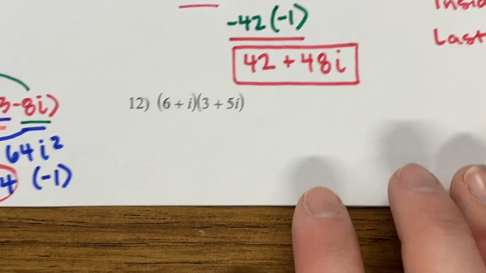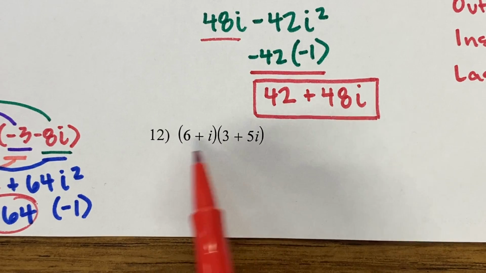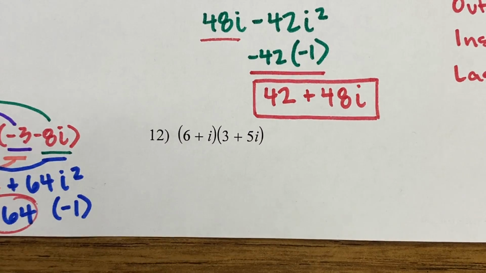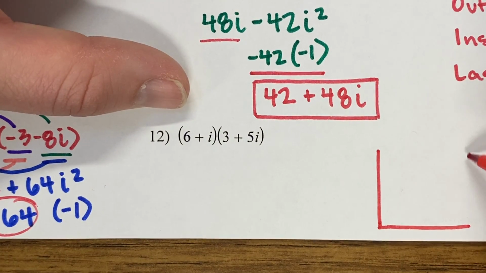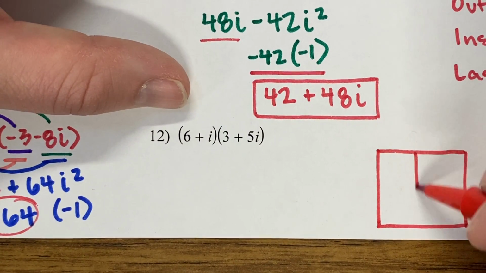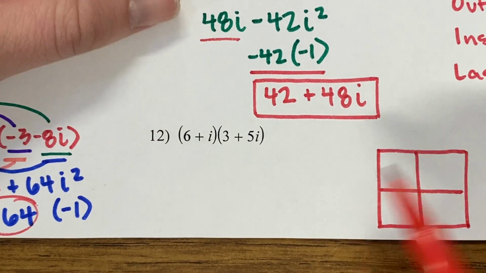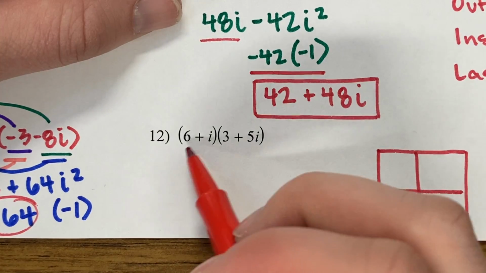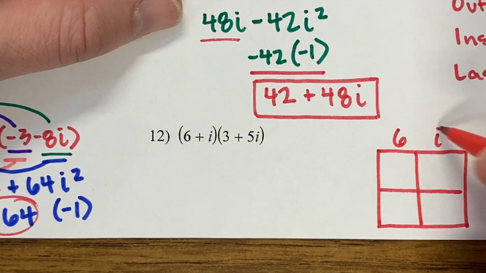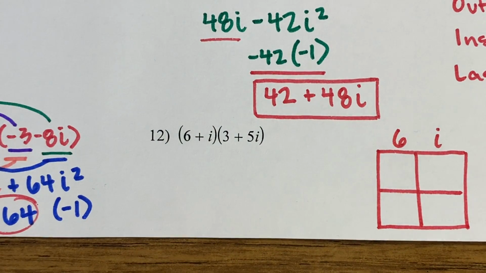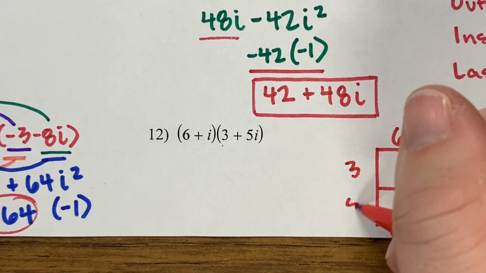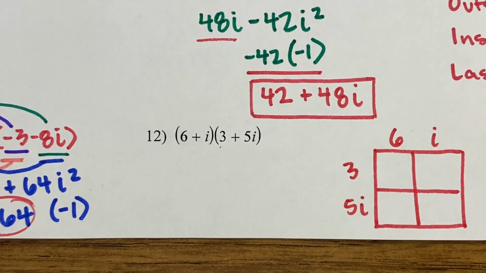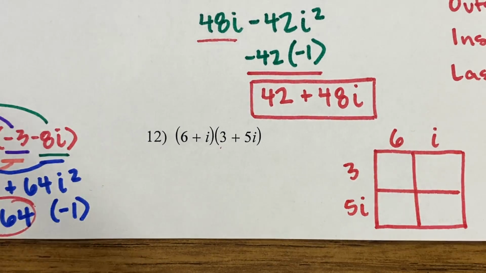Okay, let's do that one more time. So this one, I see that we have two binomials, which means I could use FOIL or the box method. And since we haven't gone over it, let's just use the box method on this one. Draw yourself a box. I'm going to put my first binomial on top, so 6 plus i, or 6 and i. And then my second binomial down the side, 3 plus 5i, or 3 and 5i. Now I can go ahead and just multiply these out, box by box.